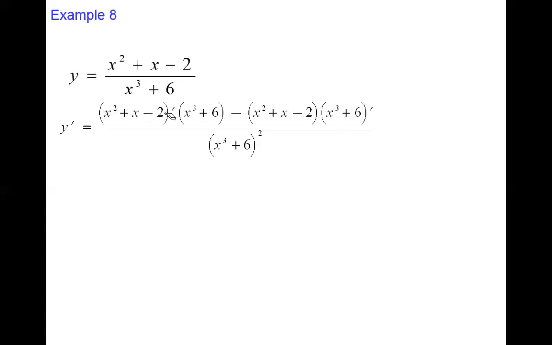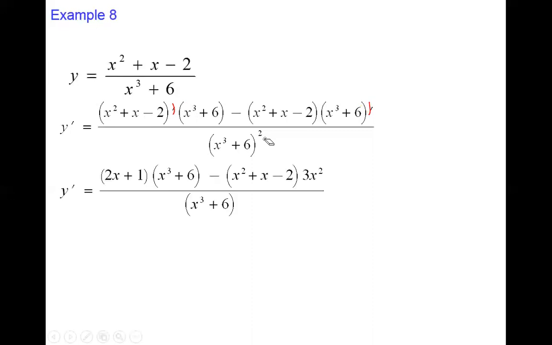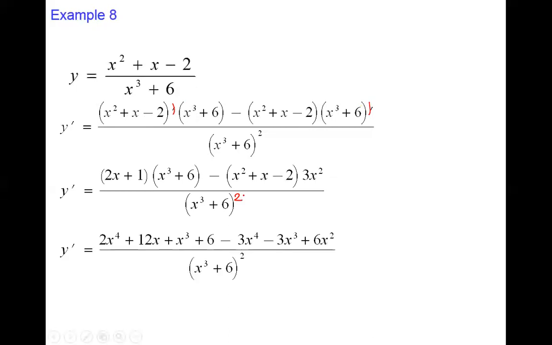And we can see the derivative of the numerator times the function from the denominator minus the numerator times the derivative of the function from the denominator, all over the denominator squared. And then x squared plus x minus 2, that's the numerator, the derivative is 2x plus 1, copy this function, copy the first function, the derivative of x cubed plus 6 is 3x squared, and the denominator squared. And I distribute everything. I did apply the negative and simplify a little bit. It's still a terrible expression, right?